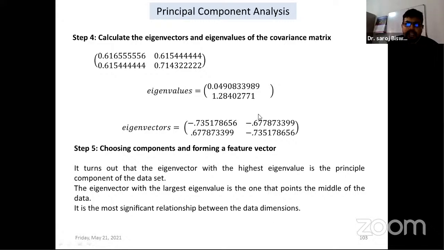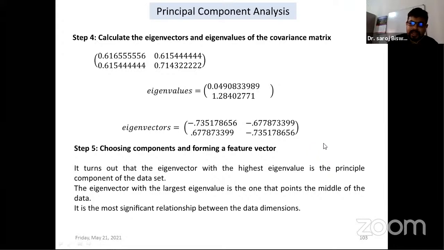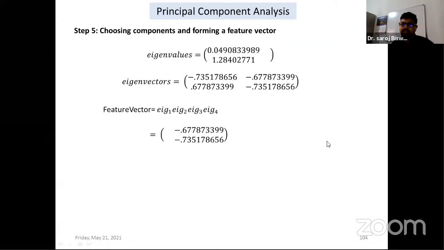So here it is clear: the eigenvector whose eigenvalue is the highest is the principal component. Fine. We are in this step, but now we're going to see the calculation to form a feature vector. How do we form a feature vector? Feature vector means the eigenvector whose eigenvalue is highest. That is the principal component. Fine. So already we have this one.